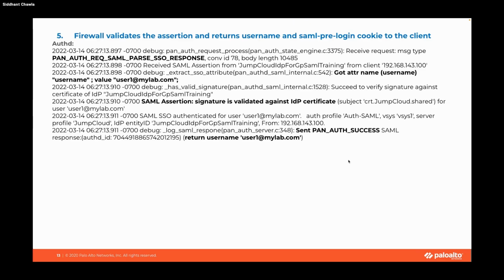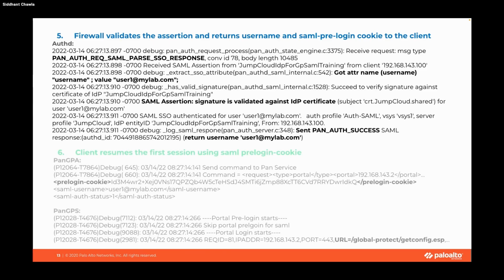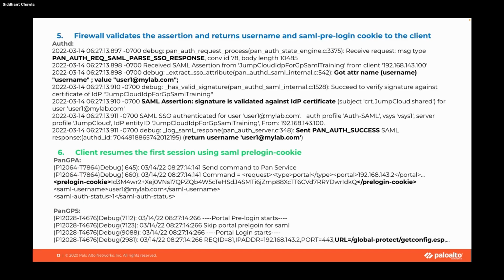Okay, let's go further. So here, what we have seen is that portal authentication is successful. Now, once portal authentication is successful, we will have config from the portal to the client, and then gateway configuration, gateway authentication will start. So the client resumes the session using the pre-login cookie.